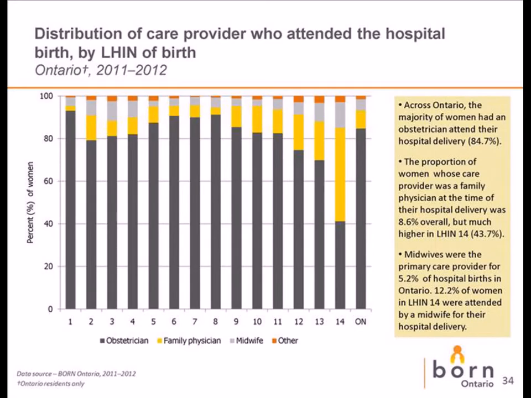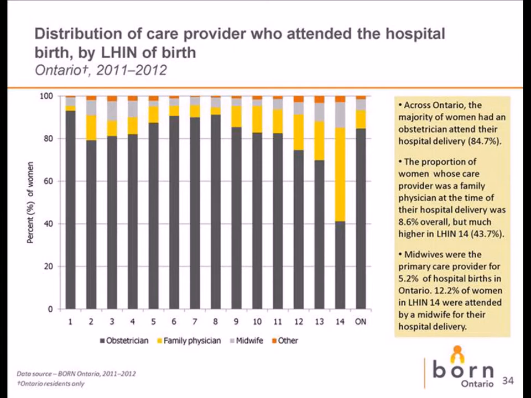A little bit more related to birth now, and so these are about care providers. And so we know that the vast majority of people who attend a hospital birth in Ontario are obstetricians, and I think the proportion is just about 85% of women who are delivered babies by obstetricians. Obviously, the women deliver the babies, but the obstetricians are attending.